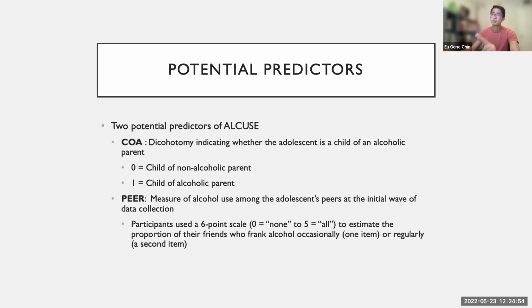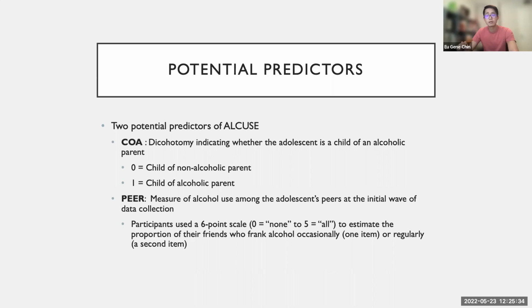There are 2 predictors that are of interest in this particular tutorial, and also in future examples, which are COA and peer. COA is basically a dichotomous variable that indicates whether the adolescent is a child of an alcoholic parent or not. So 0 being not a child of an alcoholic parent, and 1 being yes, a child of an alcoholic parent. And so we want to see if that is going to be a significant predictor of the individual's estimated true initial status, so the alcohol use at time point 1, as well as the rate of change, to what extent their alcohol use is changing across time.